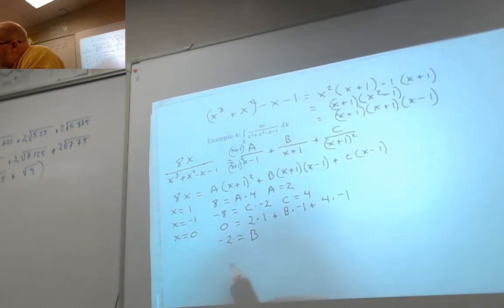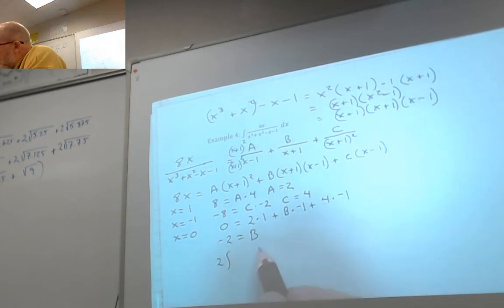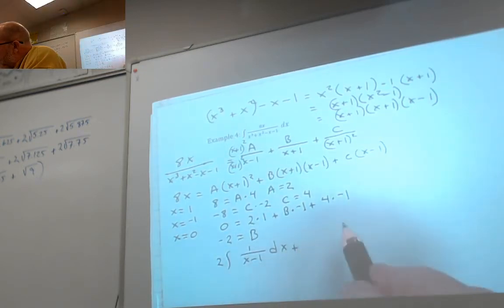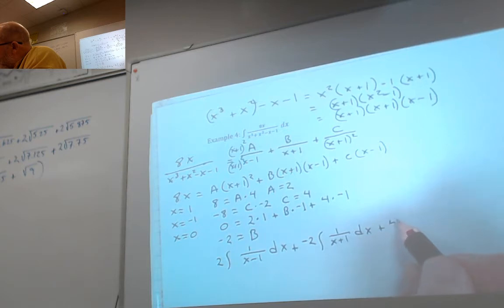So that means now my integral is going to become, what was a? 2 times the integral of 1 over x minus 1 dx plus b was a -2, integral of 1 over x plus 1 dx, and c was 4, so plus 4 integral 1 over x plus 1 squared dx.